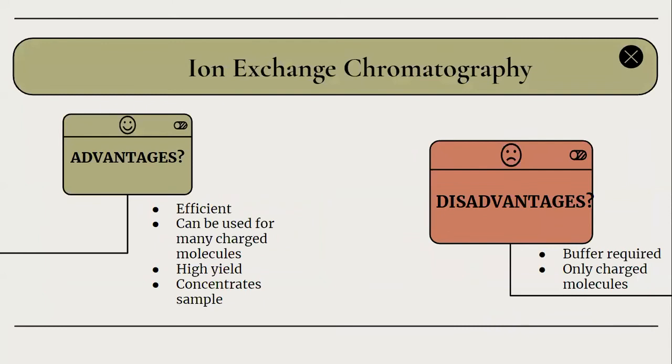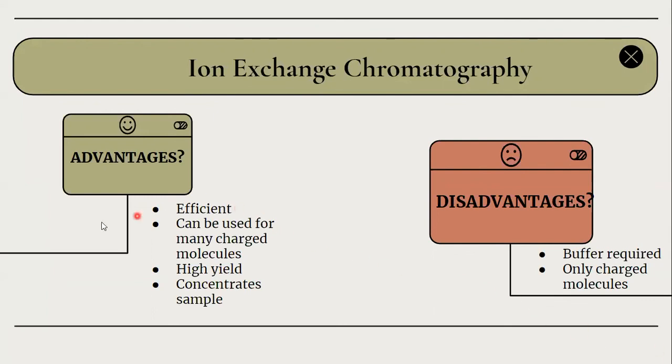So in terms of advantages and disadvantages, I'm going to start off with the disadvantages because I kind of want to end on a high note. So a buffer is required for ion exchange chromatography to work. This is also a process that only uses charged molecules. So if it doesn't have a charge on it, it essentially can't be used.